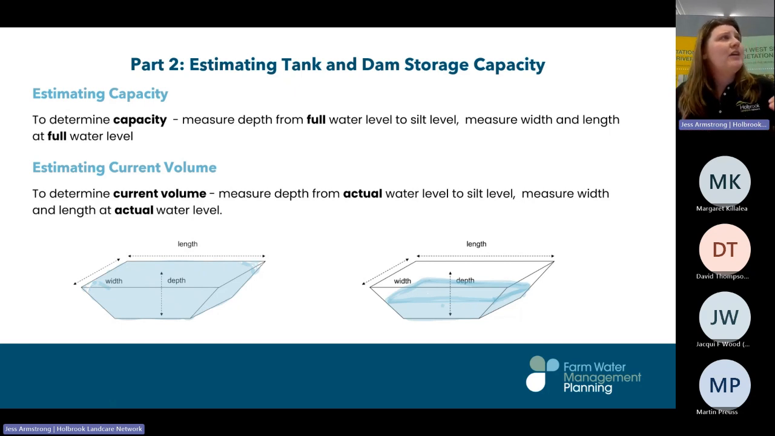And I hope you can appreciate my little diagrams. I tried really hard to draw.